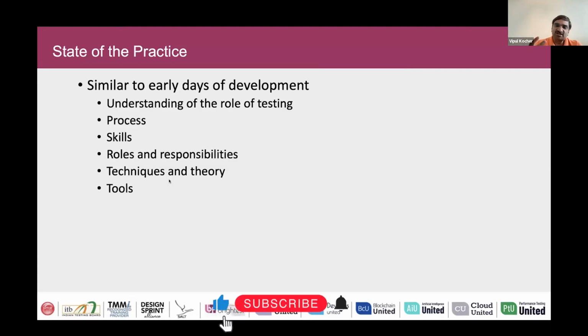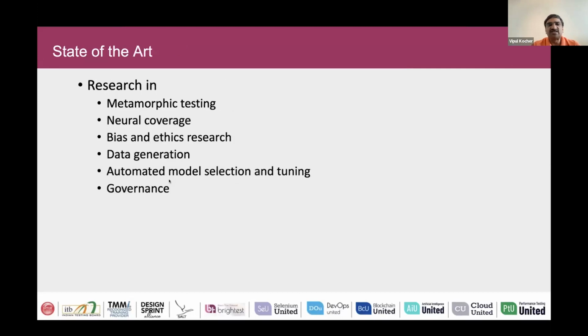So what's the process? How do you do it? What are the skills, roles, responsibilities, techniques, tools? All of these things are developing. So where is some research happening? Metamorphic testing. Coverage for neural networks. How do I do coverage which is sort of equivalent to statement coverage, branch coverage, and so on? That is something that people are looking at. Whether it is useful or not is also a question that is being looked at.